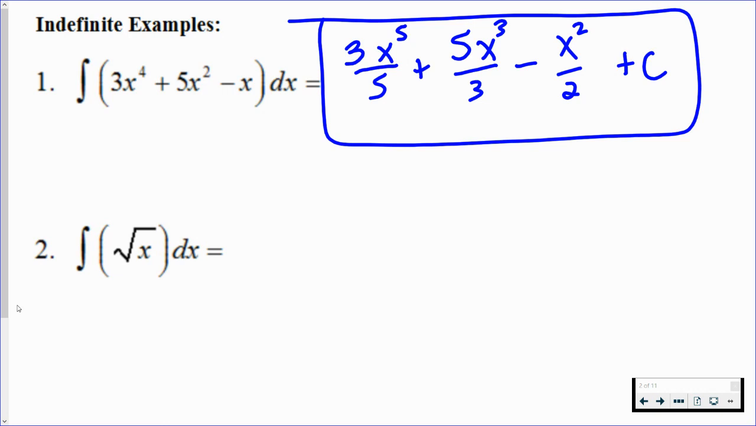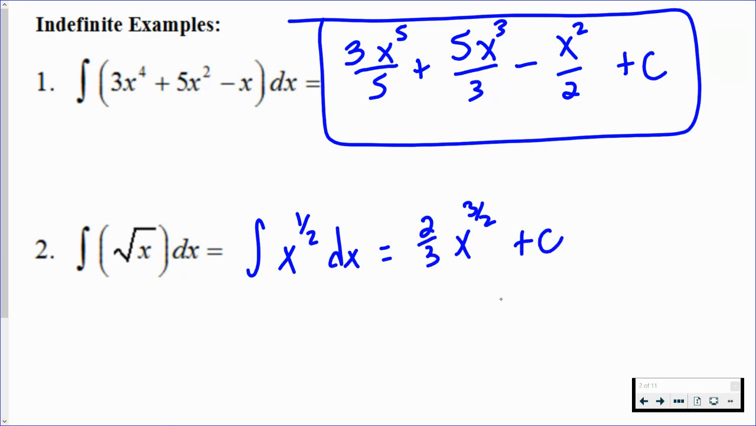Number 2, one thing we would want to do is rewrite this. Instead of square root of x, we would write that as x to the 1/2 power. Take the integral, x to the 1/2 becomes x to the 3/2, and then we would divide by 3/2, which means we're going to flip and multiply by 2/3. So we would have 2/3 x to the 3/2 plus c.